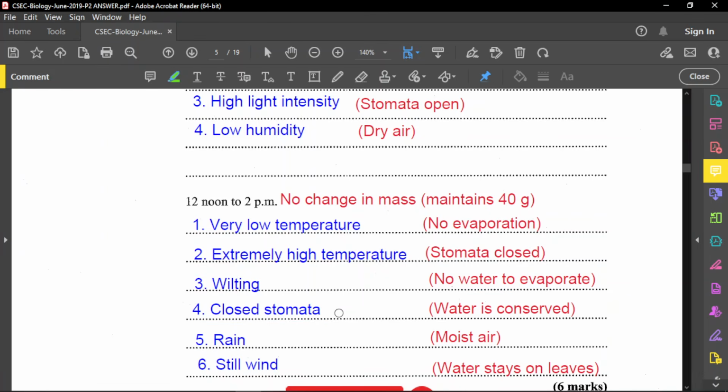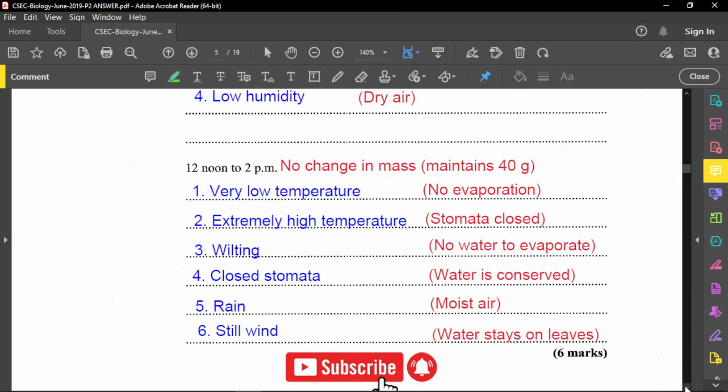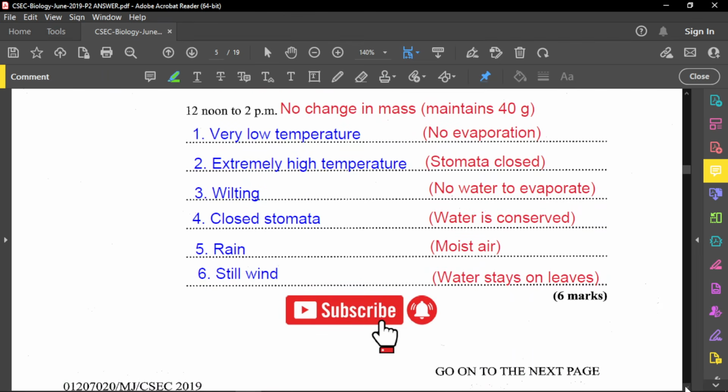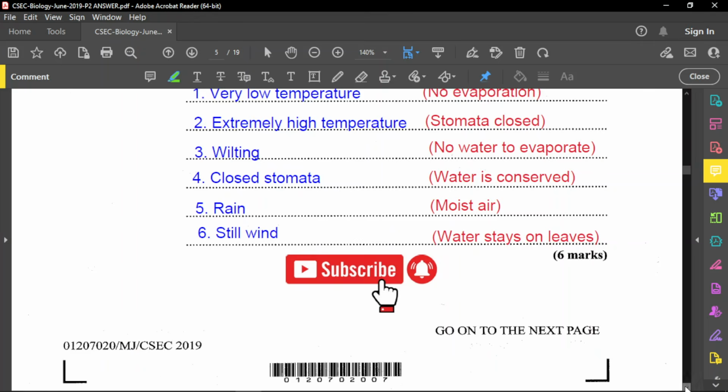The stomata could be closed as well, which means water is now being conserved. And this again ties in with number 2. All right, you can have rain in the atmosphere, which means that the air is moist. And so once the air is moist during rain, then there's no evaporation of water from the plant going into the atmosphere. You can also have still wind. So if the wind is not blowing at all, then that will cause the water to not move away from the plant. And so water stays on or around the leaf or the leaves of the plant, and hence no evaporation.